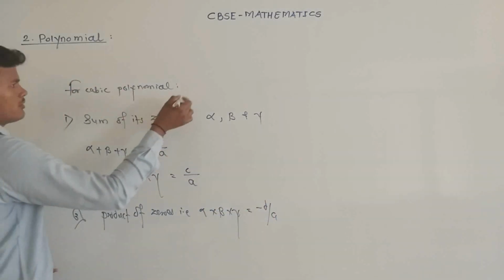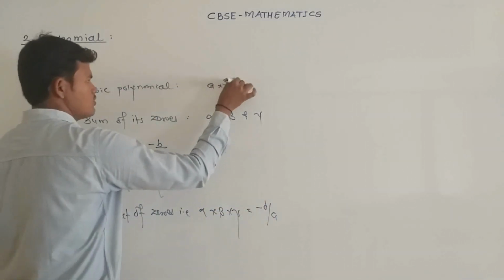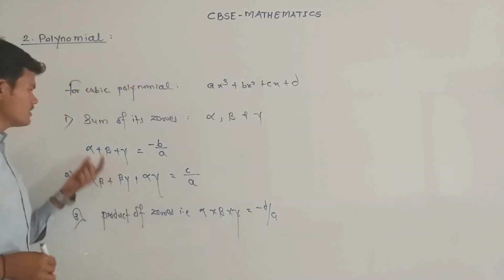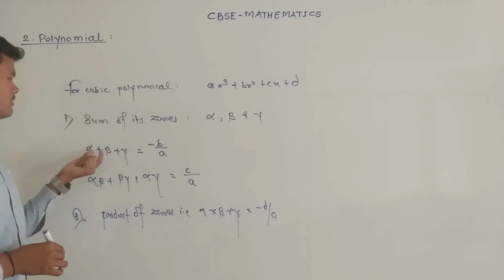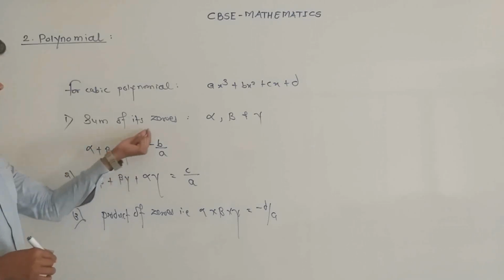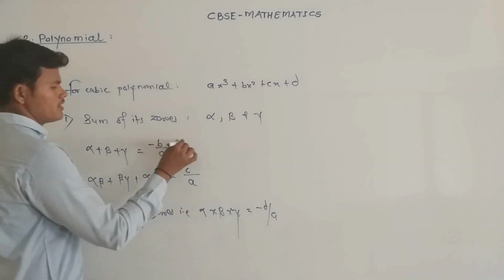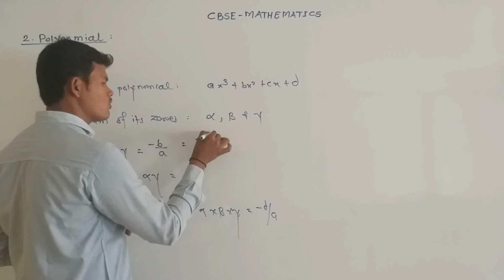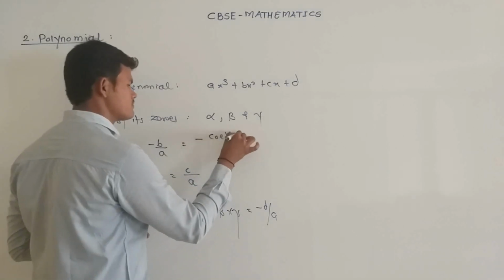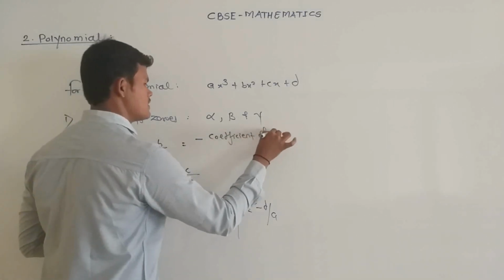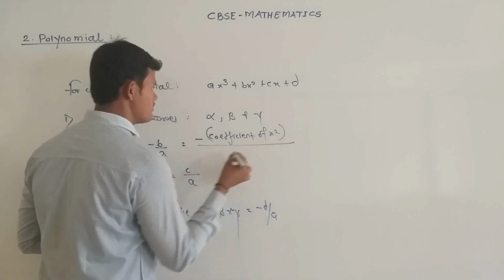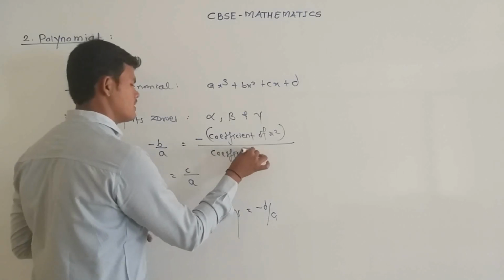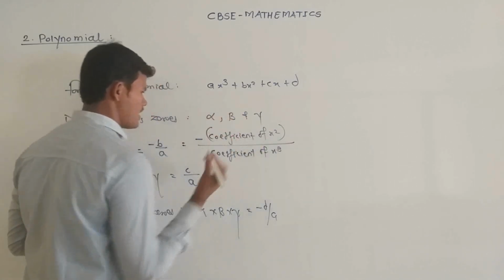Here, for a cubic polynomial, its general form is ax cube plus bx square plus cx plus d. So the first relation, the sum of zeros, is alpha plus beta plus gamma, which is nothing but minus b by a. Here b is the coefficient of x square, so it is minus the coefficient of x square divided by the coefficient of x cube.